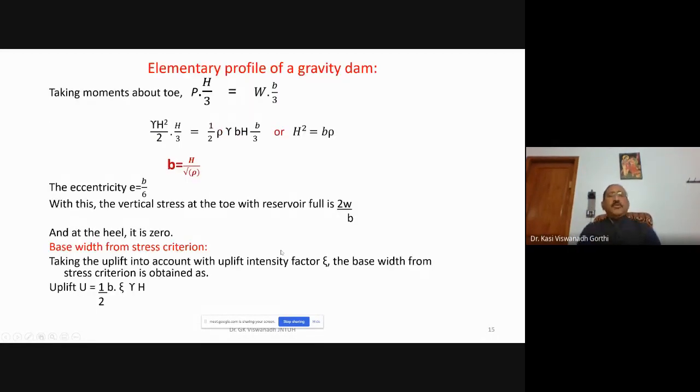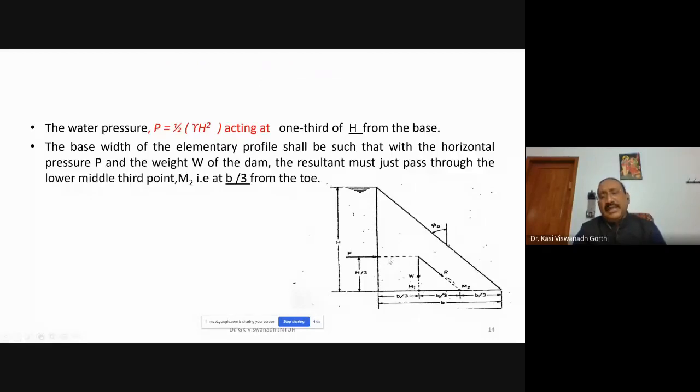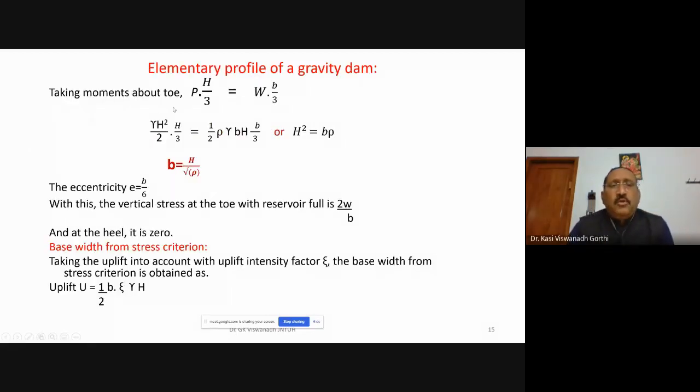Now take the moments about the toe. For the dam to be safe, the overturning and resisting moments must be the same. You can see only two loads are taken. One is the self-weight, which gives stability to the dam, and the other is the hydrostatic water pressure force, which causes instability to the dam. So with respect to the toe, if you take the moment, P, the hydrostatic water pressure, causes instability, overturning. W causes stability, resisting moment. So the sum of the overturning moments must equal the sum of the resisting moments. Applying that principle, taking moments about the toe, the water pressure P into h by 3, the lever arm, must be equal to W into B by 3.